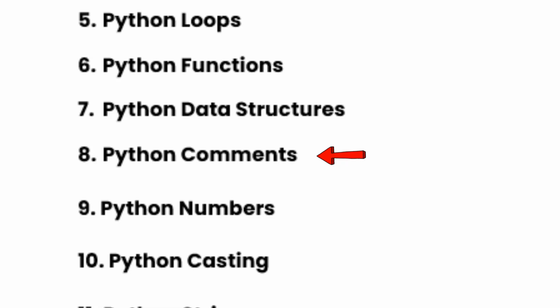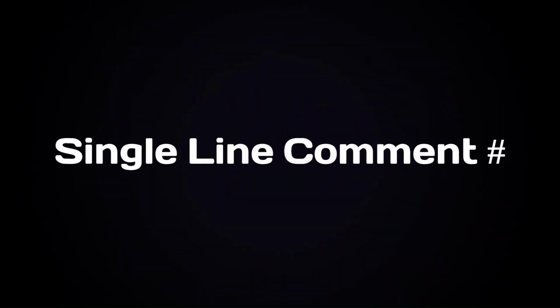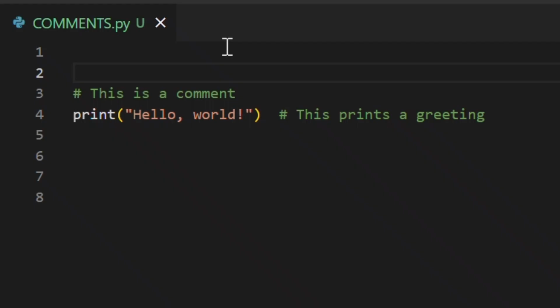In today's video, we are going to see comments in Python. Hey guys, now we are going to see what comments are in Python. Comments are lines in your code that Python completely ignores. Here you see, this is a comment, the line of code, but we are using the hash symbol in front of this line, so Python will completely ignore this line.